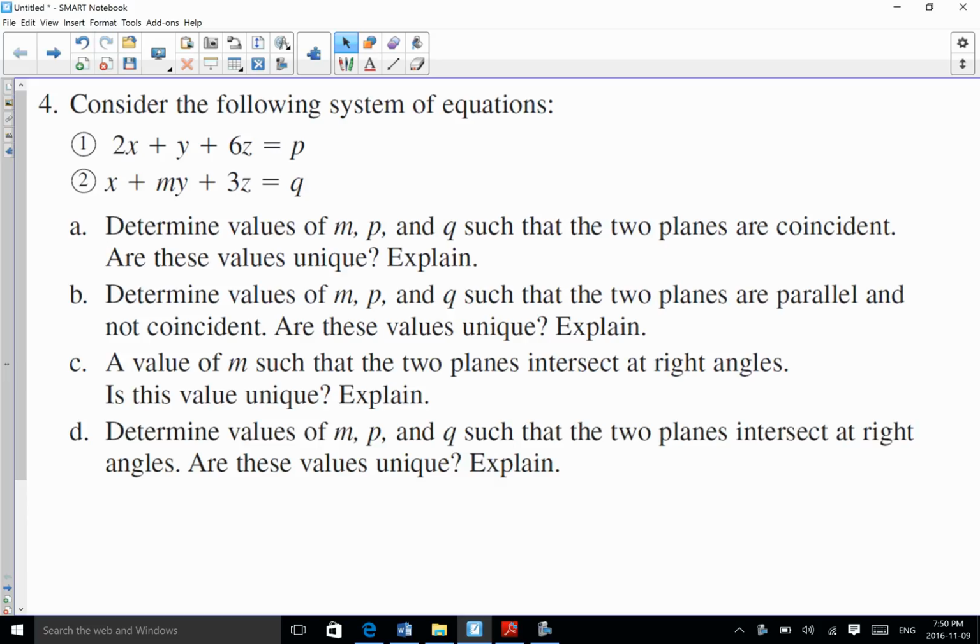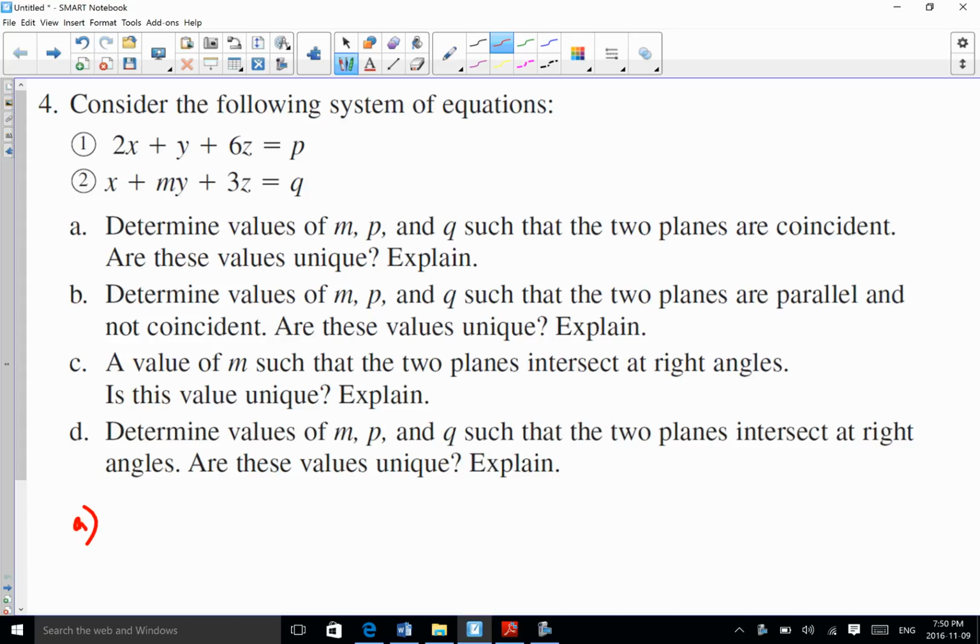In number 4, we're asked to examine a system of equations and figure out a bunch of different values for m, p, and q in different situations. So situation 1, letter A, we want to figure out what the values of m, n, and p are such that the two planes are coincident. In other words, they're complete scalar multiples of each other.